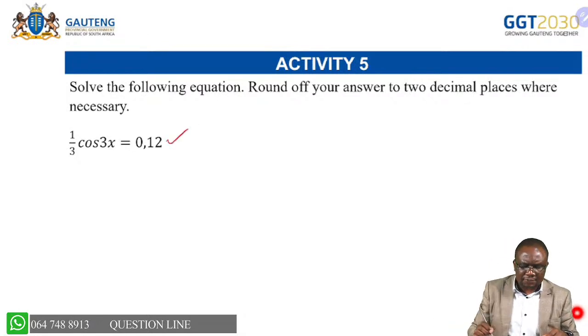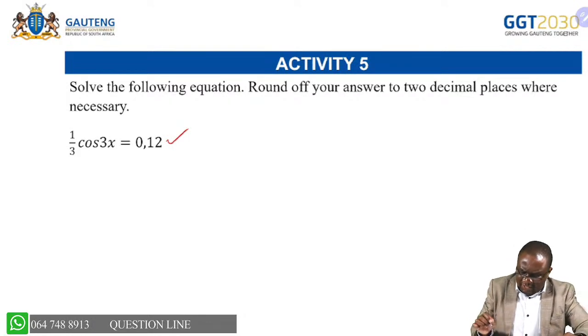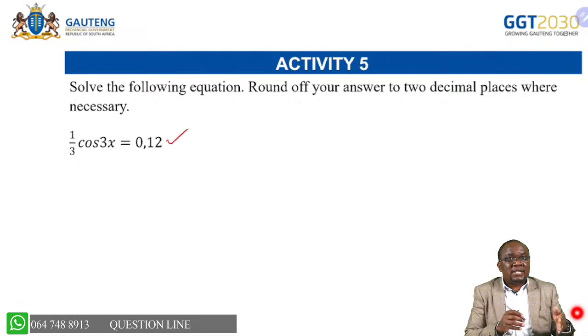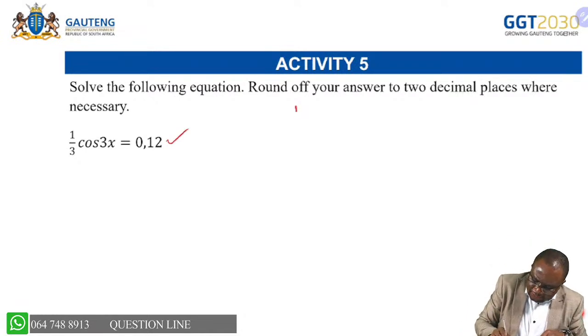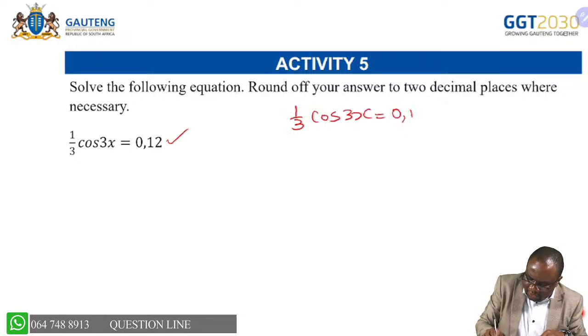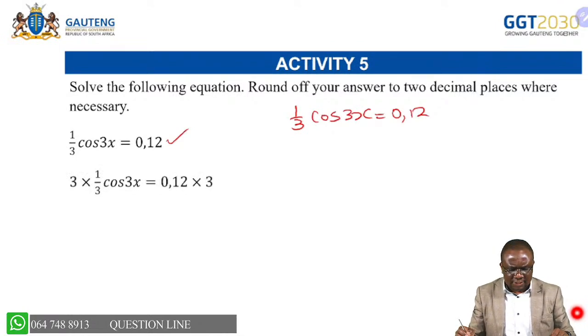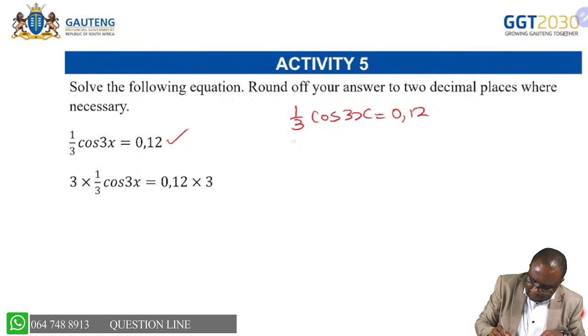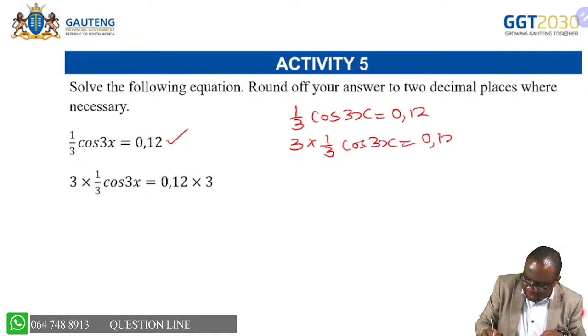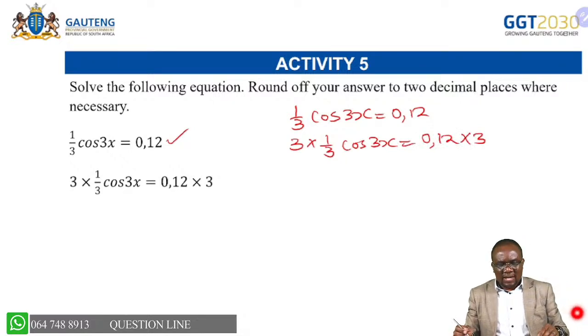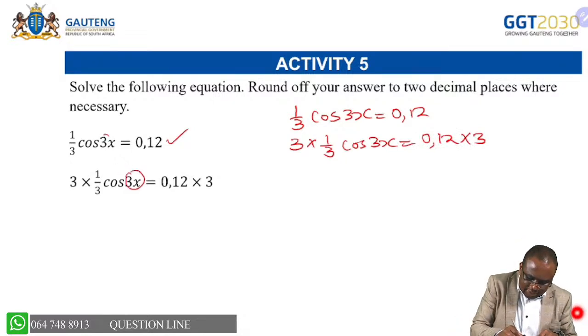Just write this one down. Let me write this so that I also know that once I'm done this side, you're also done. So 1 over 3 cos 3x is equal to 0,12. Then we multiply both sides by 3. 3 times 1 over 3 cos 3x is equal to 0,12 times 3. You see that our angle is 3x.